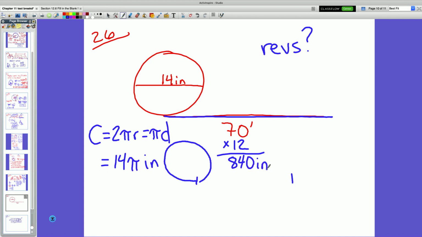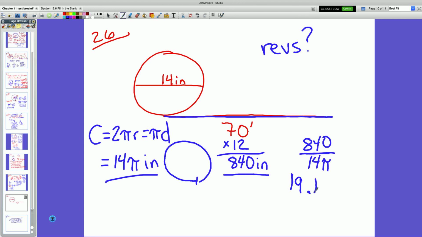Well, now if I want to know how many of these it takes to get to this, I just divide. So I do 840 divided by 14 pi. In my calculator, there's two ways to do this. I would do 840 divided by 14, get an answer, and then divide by pi, get an answer.